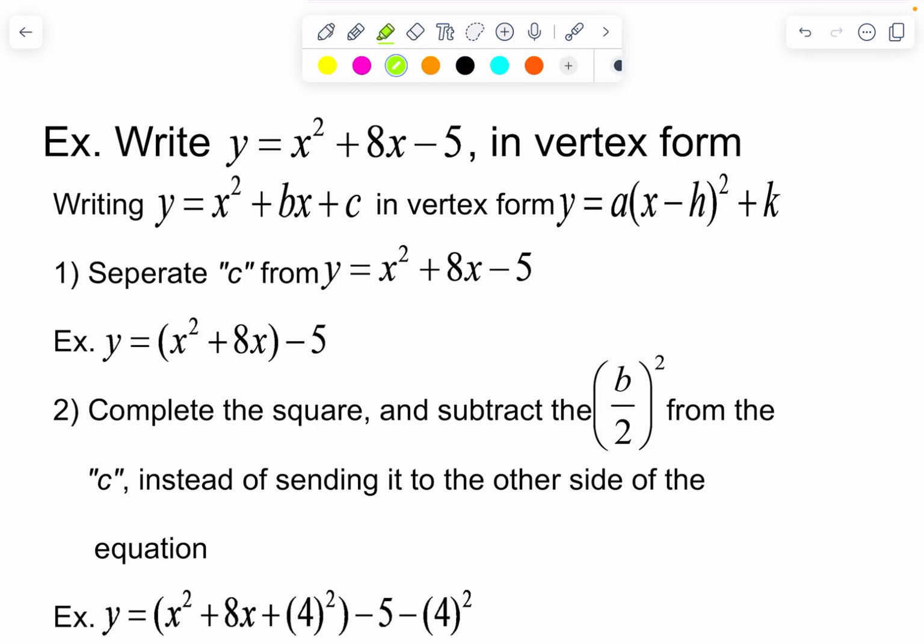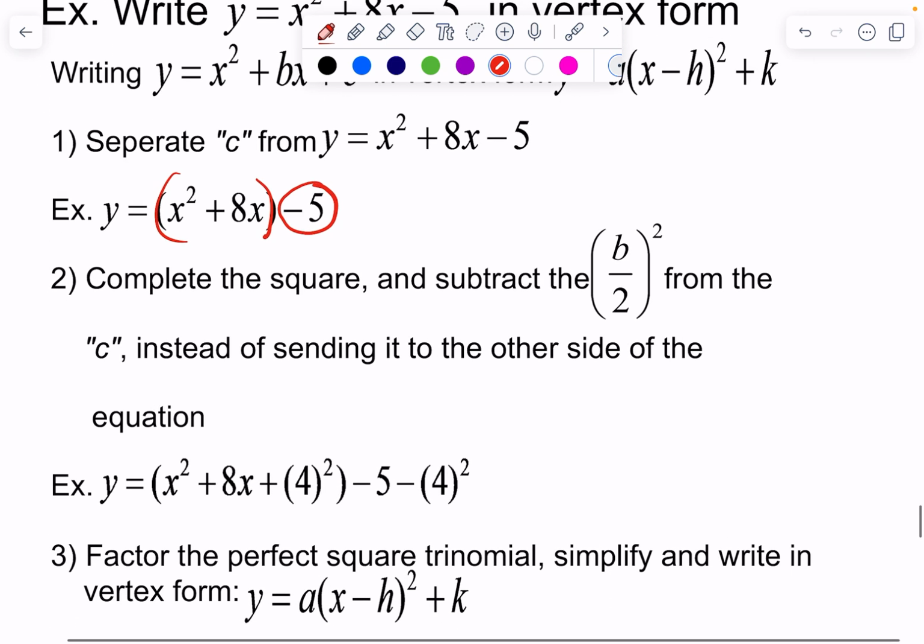First thing we're going to do is separate the c. So I'm going to put parentheses around the x squared and the 8x, and I'm going to literally separate the c, which in this case is -5. And now I'm going to complete the square. When I complete the square, I'm going to subtract the b over 2 squared from the c instead of sending it to the other side of the equation, because we're not solving here, we're rewriting. So we're going to use the completing the square skill, but to rewrite it.